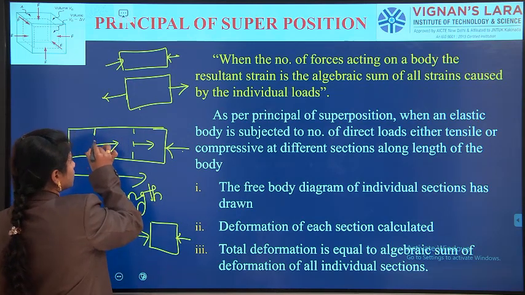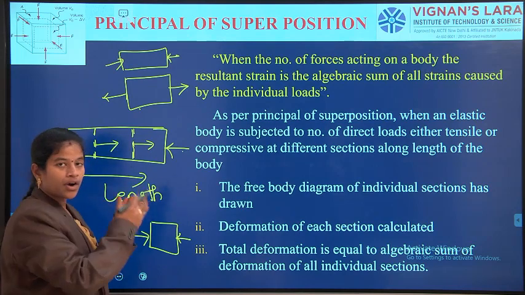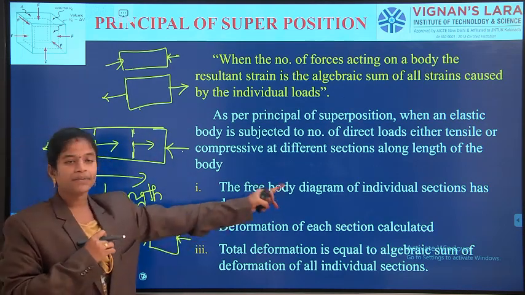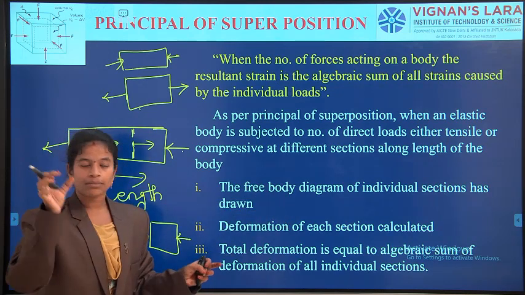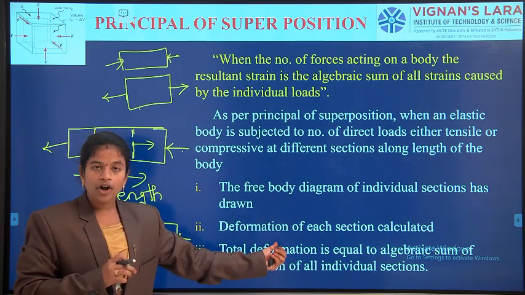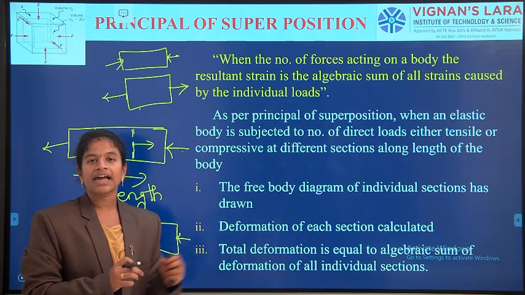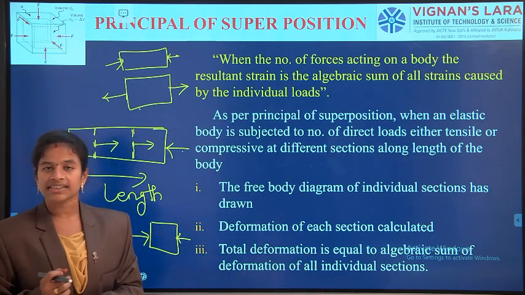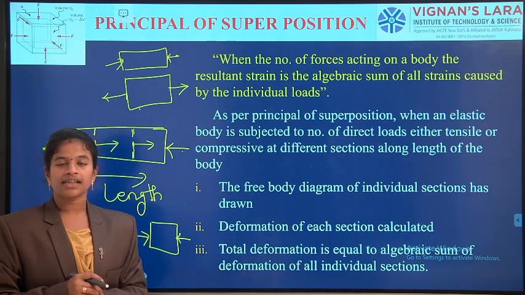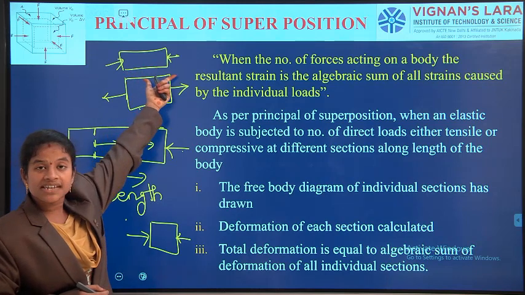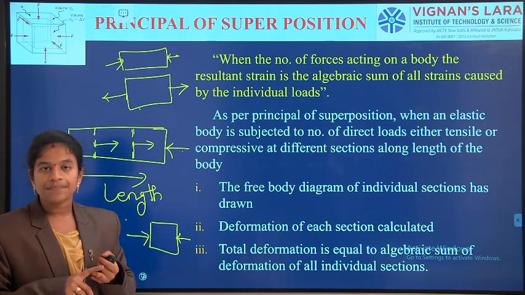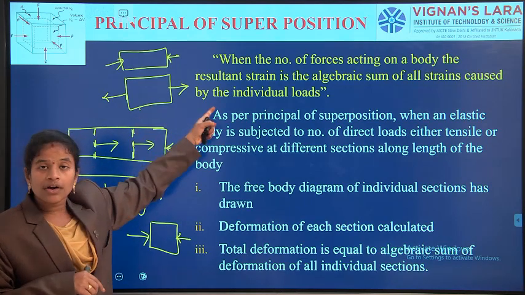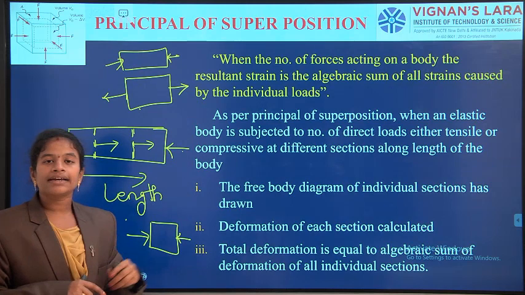Separating the body at that particular section, we generate the free body diagram of that section, and then the deformation of each section will be calculated. Deformation is nothing but the increase or decrease in length. When we know the body's dimensions, length and area, and the Young's modulus of the material, and the load acting on the body, can we calculate delta L?